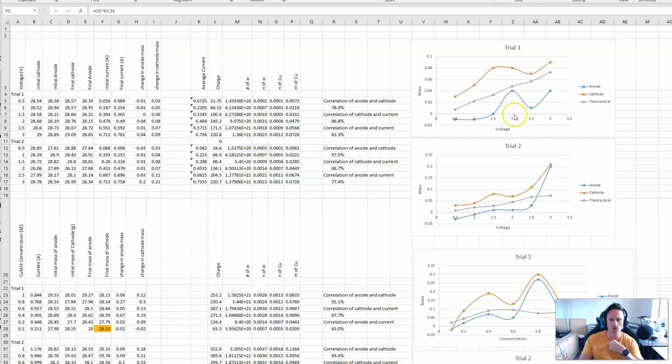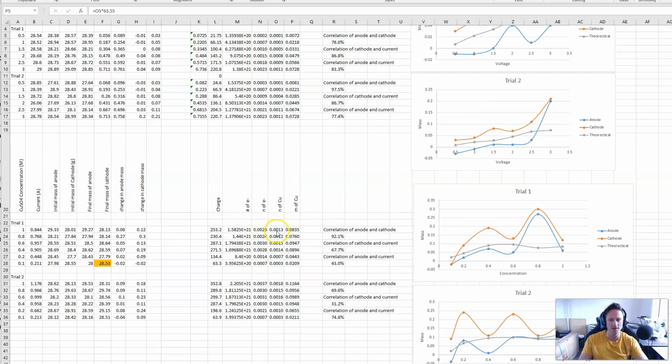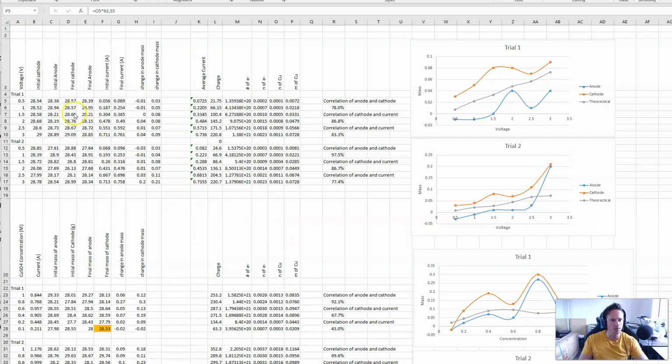So first of all, we've got our two practicals. So the first one up here, this is our independent variable of changing voltage. So if you're in that group, this is the data that you're looking at. And the second group down here was testing the effect of concentration on the copper sulfate electrolyte. So if that's your group, you'll be looking at this stuff down the bottom here. So I just want to go through what all this data is.